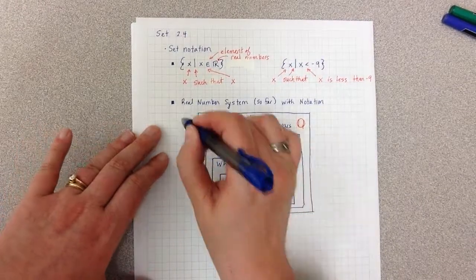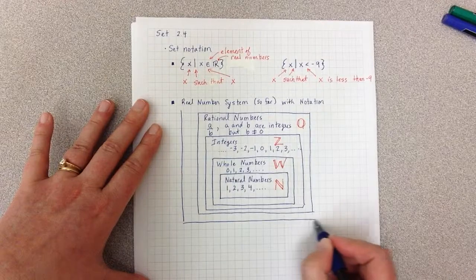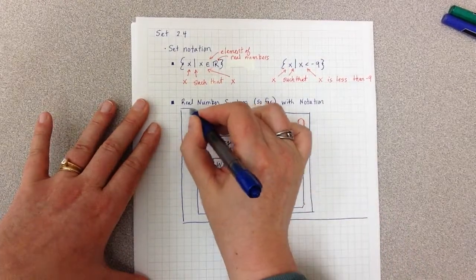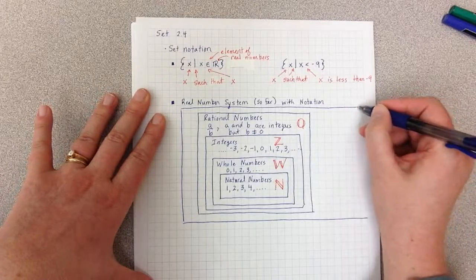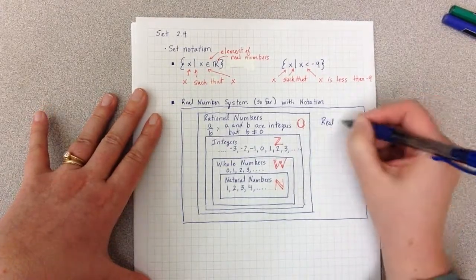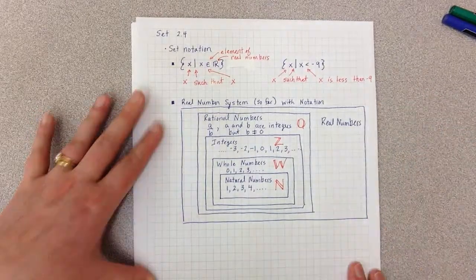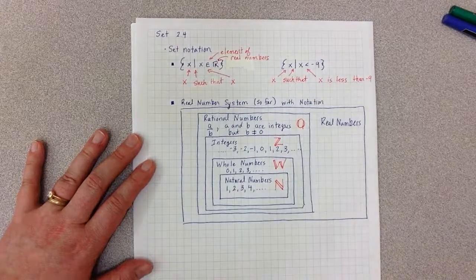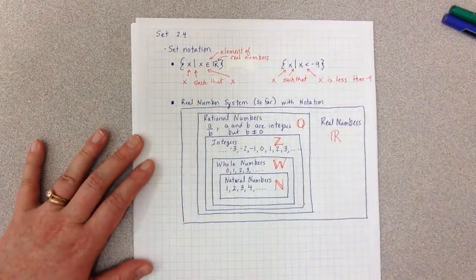And then all of these sit in the number system that we call the real numbers. And we've seen the symbol for this already. It's that lovely R with 2 bars in the front.